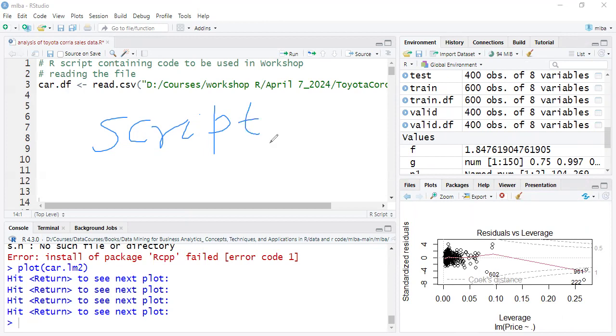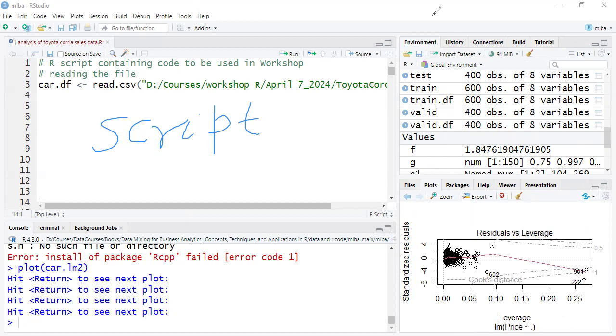I produced and provided you the script which I am using, the analysis of Toyota Corolla sales data.r. This script you already have. If you double click over the script, then the script will automatically open in R Studio.